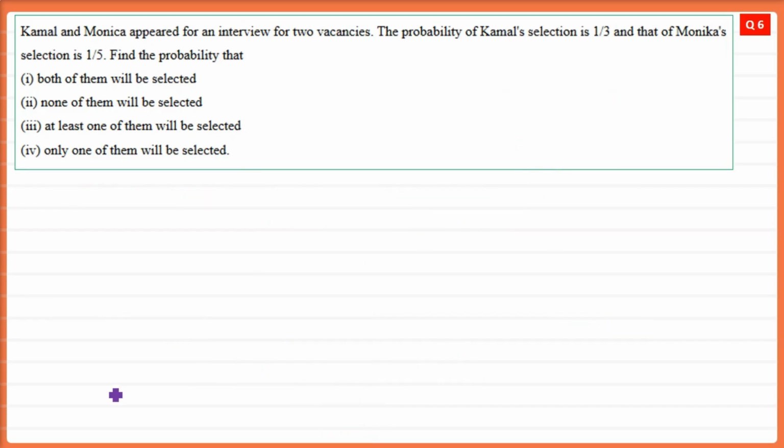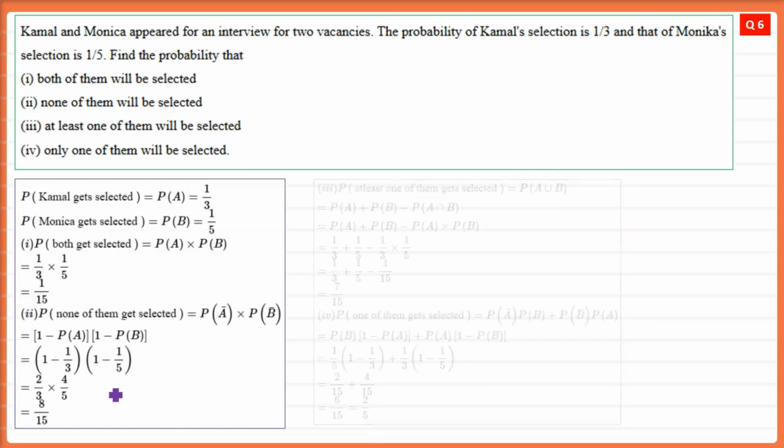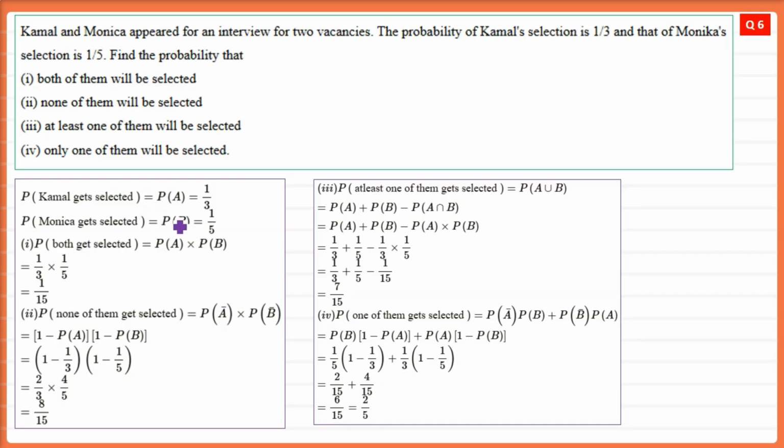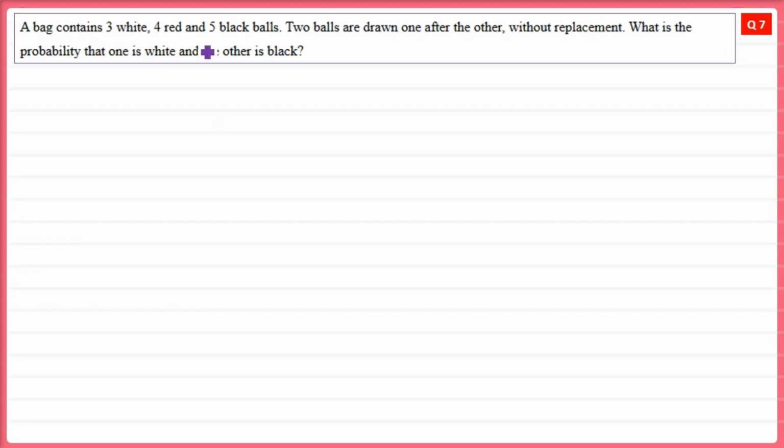Now, how are we going to write this question in a formal way? This is how you are going to write it. And I hope you understood the question and the solution that I have suggested. A bag contains 3 white, 4 red and 5 black balls. 2 balls are drawn one after the other without replacement. What is the probability that one is white and the other is black?